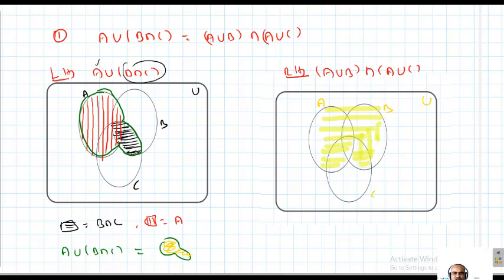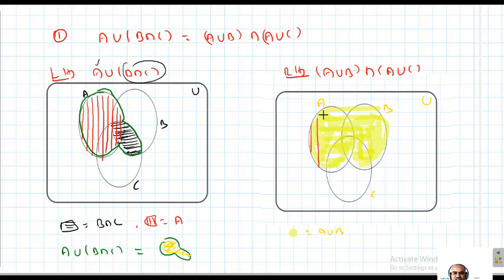So this is A union B. Yes students, A union B shaded. So I will write here what that is. This color is represented for A union B. Next I want to shade A union C with another color.